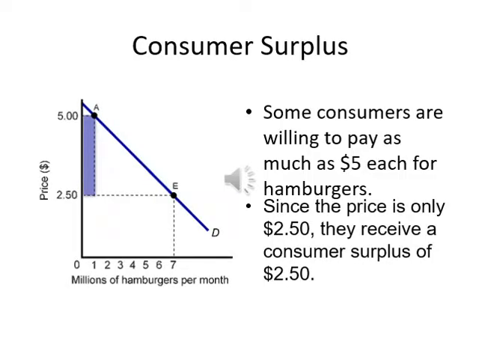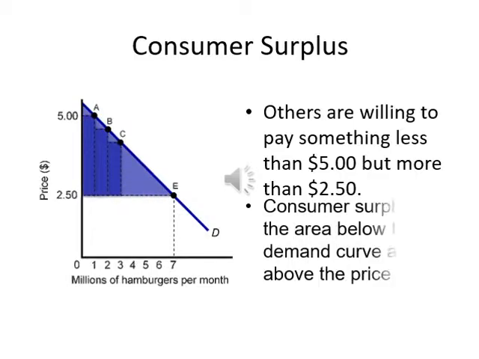Consumer surplus. Some consumers are willing to pay as much as $5 each for hamburgers. Since the price is only $2.50, they receive a consumer surplus of $2.50. Others are willing to pay something less than $5 but more than $2.50. Consumer surplus is the area below the demand curve and above the price level.